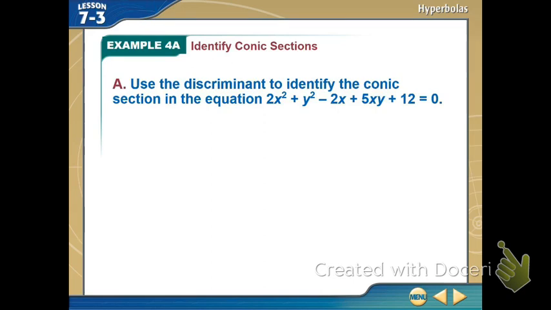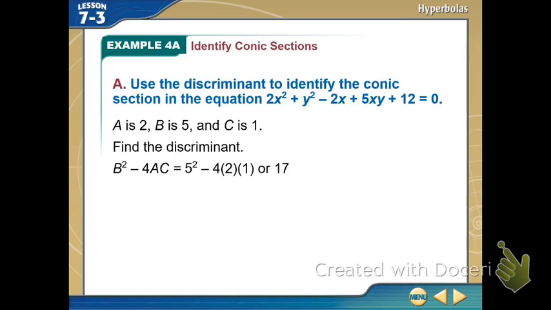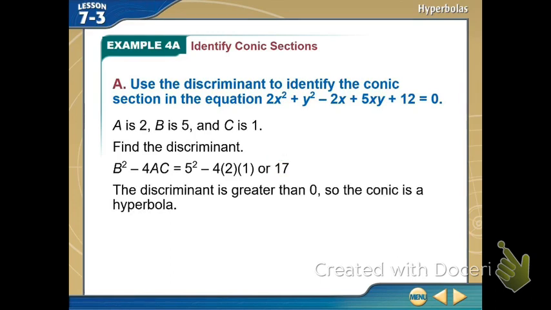So what are we looking for? Well, we can check the discriminant, right? So a is 2, that's your a, there is no b, that's your c. There's b right there. And then c is equal to 1, right? So plug those into your discriminant, and you get 17. So there the discriminant is greater than 0. And if the discriminant is greater than 0, then the conic's a hyperbola.